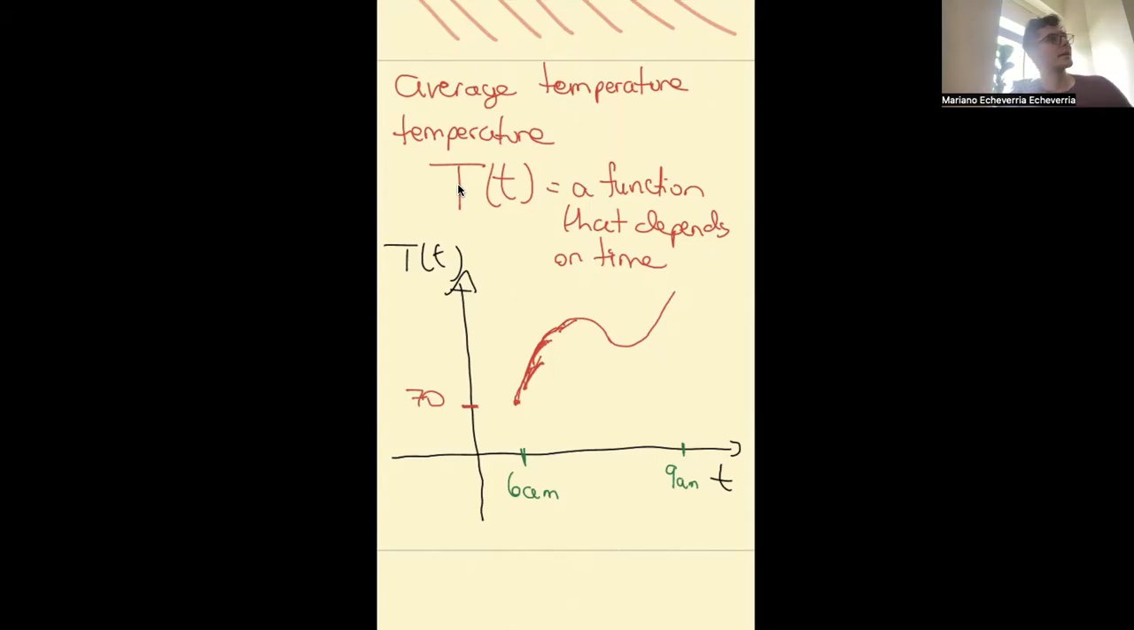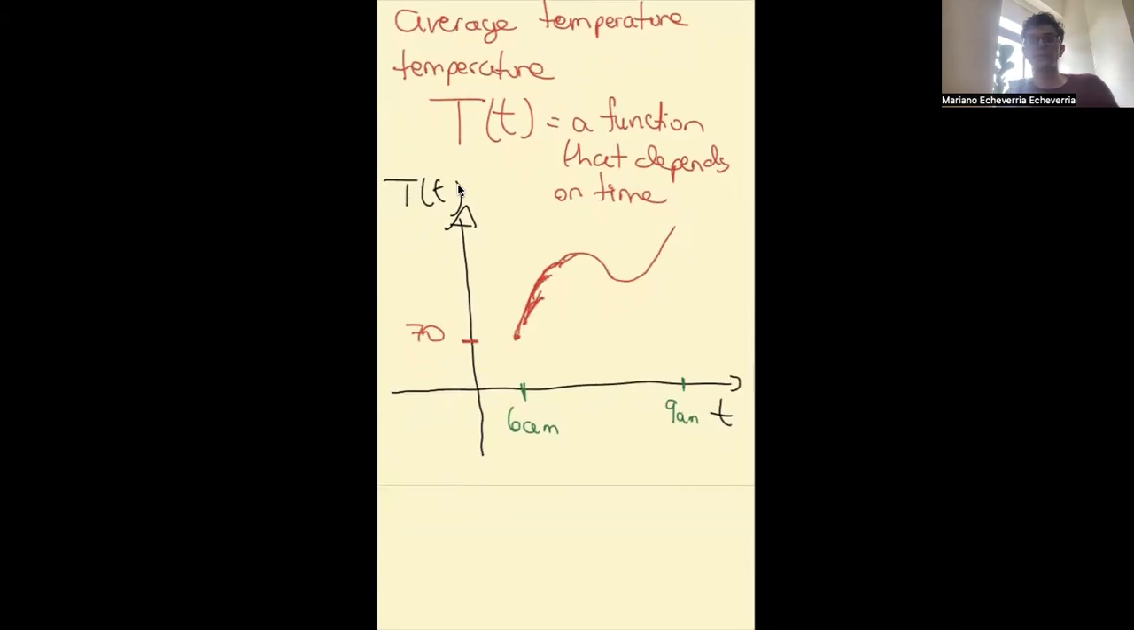So what we're going to do to attack this problem is to deal with a slightly simpler version of the problem. Let's say that this got up to 90 degrees. So the temperature between 6 a.m. and 9 a.m. went from 70 to 90 degrees, but it did some fluctuations, okay?